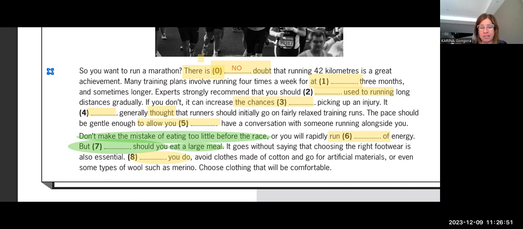So what is the phrase? Neither. Beautiful. Yes, but neither should you. Lovely. Perfect, people. Very good. So we have these two negative ideas. You cannot do this and neither do this. All right. Number eight. It is a complete phrase and we can use it as a connector.